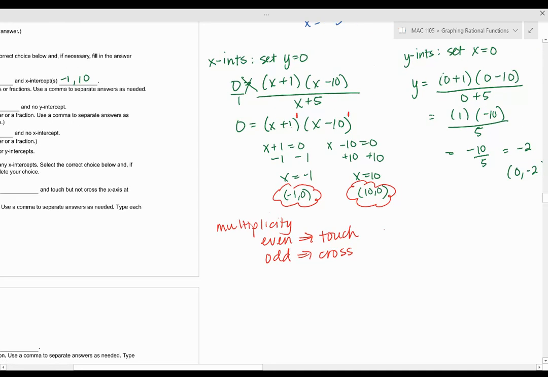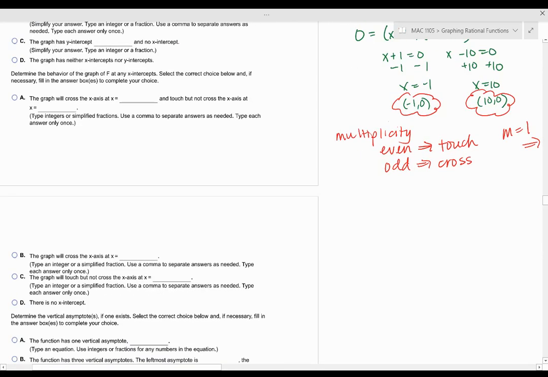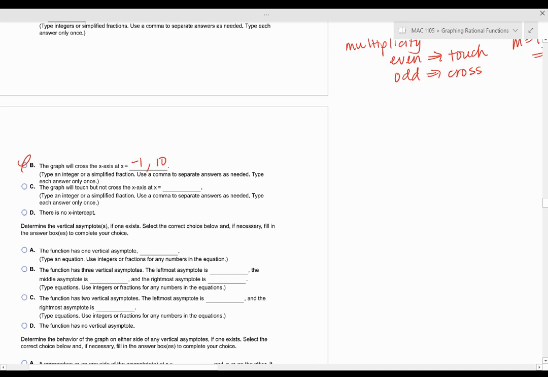So our multiplicities are 1, and 1 is odd, which means that our graph is going to cross at each one of these x-intercepts. So let's look at our answer choices. They want us to describe the behavior. It says the graph will cross, or the graph will touch but not cross. Cool, so we want to say it'll cross. It's going to cross at both -1 and 10. All right, let's keep going.